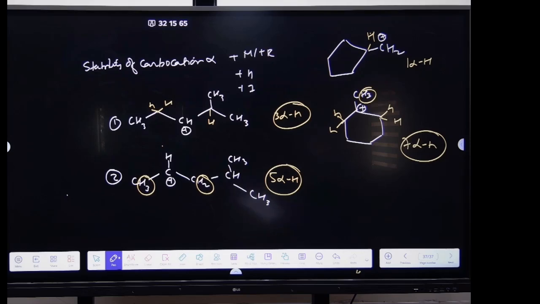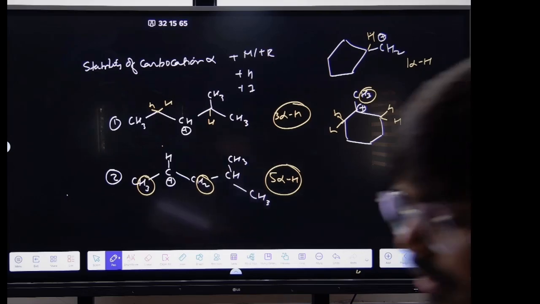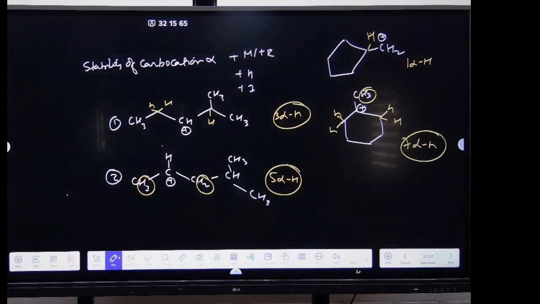ये समझ में आ गया? चलिए फिर बाकी ये चैप्टर को कल कंप्लीट करते हैं ना. Then we'll start with the haloalkanes, the halogens.